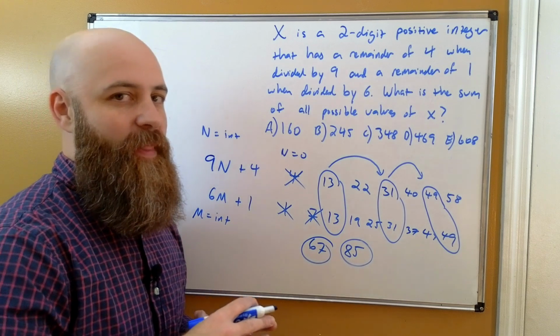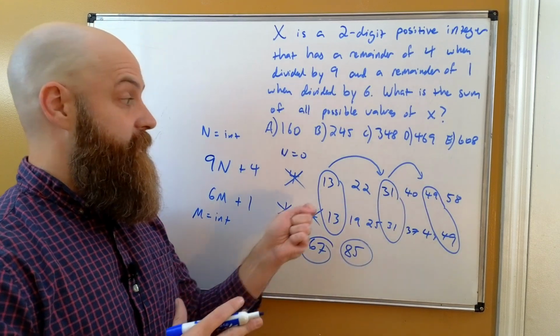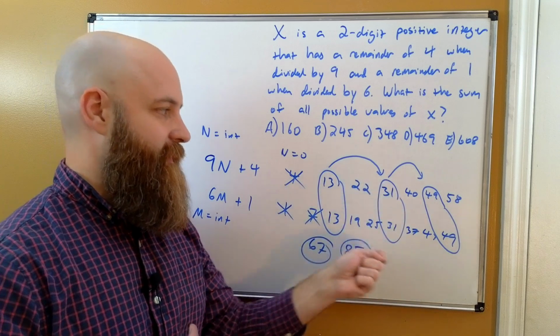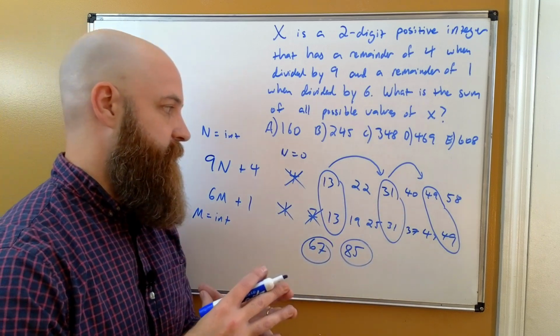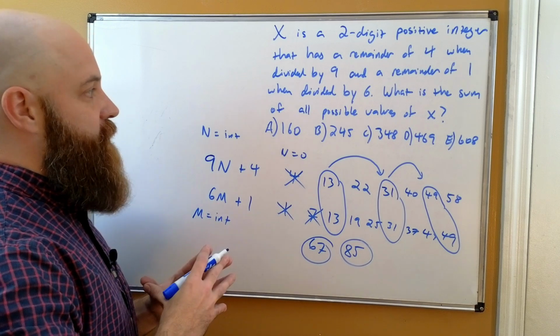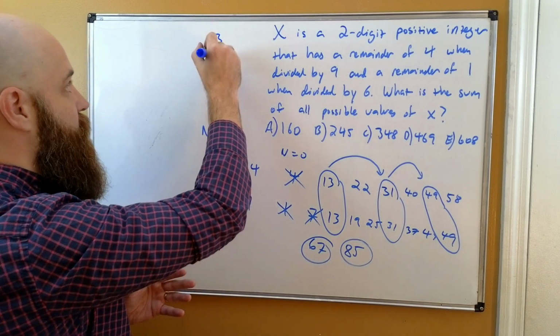Okay, great. So that was certainly somewhat tedious, but didn't actually take all that long, especially because once I noticed the patterns, it limits the amount of work I'm actually going to have to do to find all the possible values of x. So what's the sum of all those possible values?